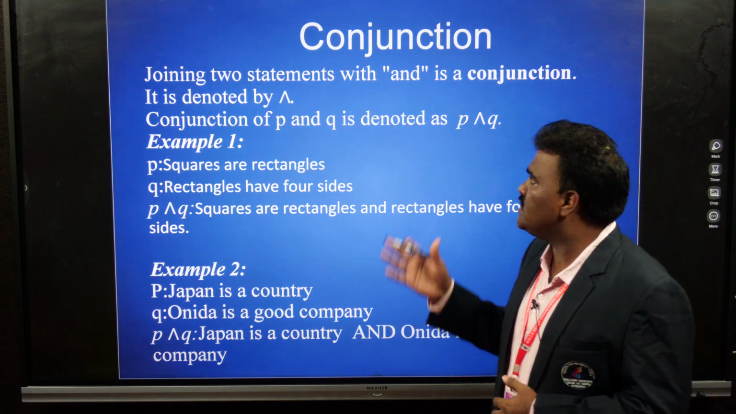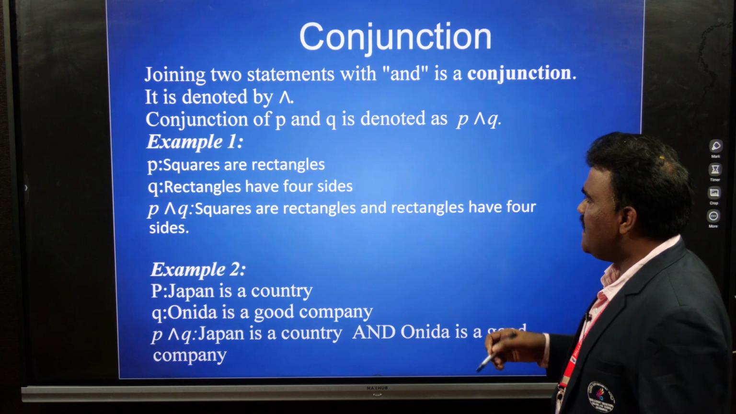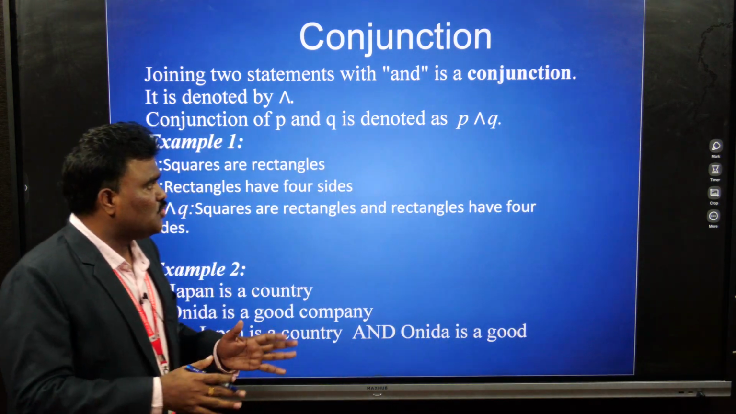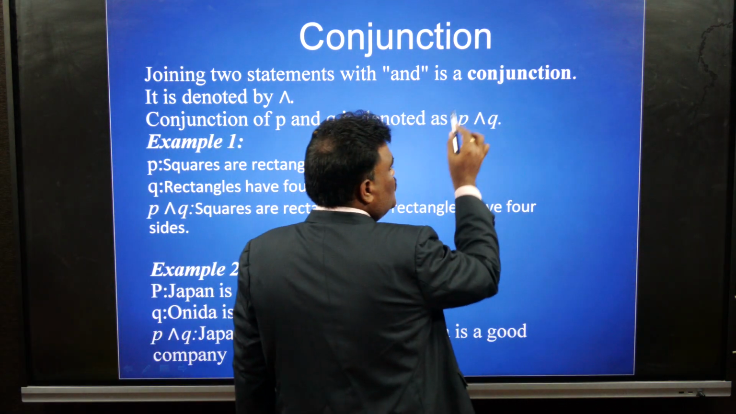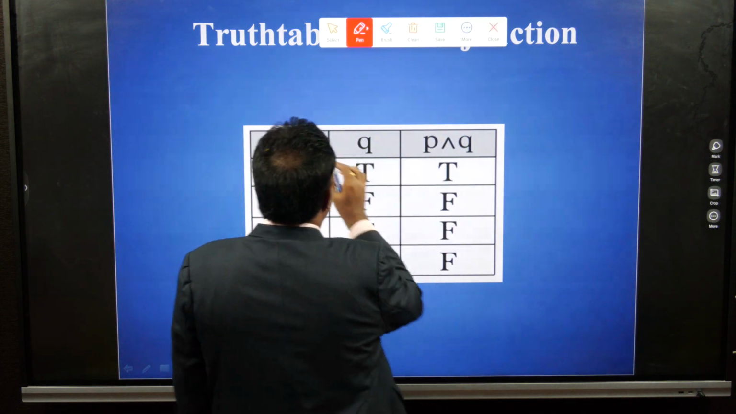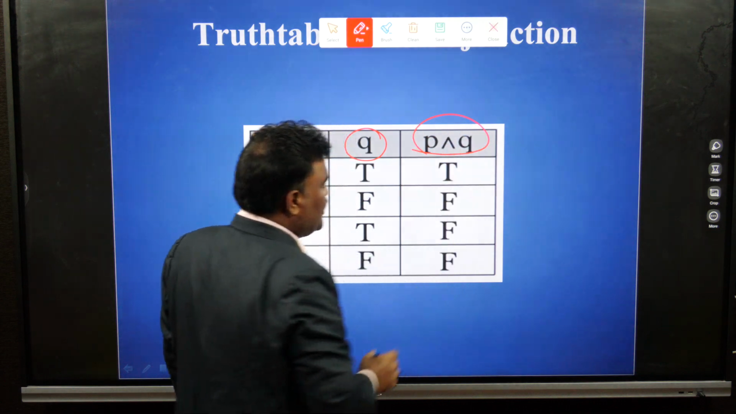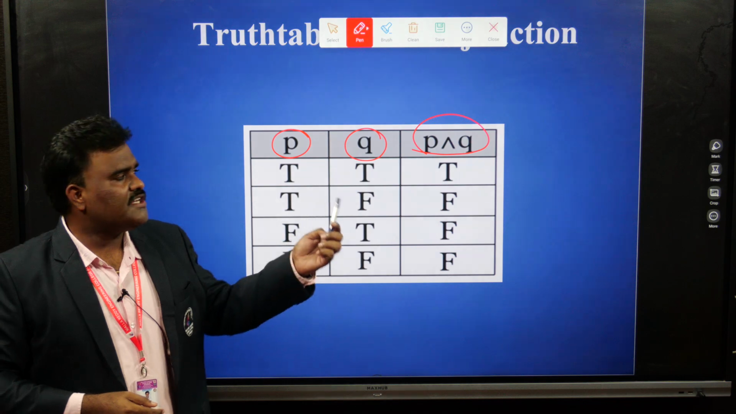Joining two statements with AND is a conjunction. It is denoted by the AND operator. So basically, the conjunction of P and Q will represent one truth table, that is, it can be represented as P and Q. Here we have two given statements, P and Q. P is a statement and Q is a statement, and the result would be P and Q. If both are true, then the result will be true.